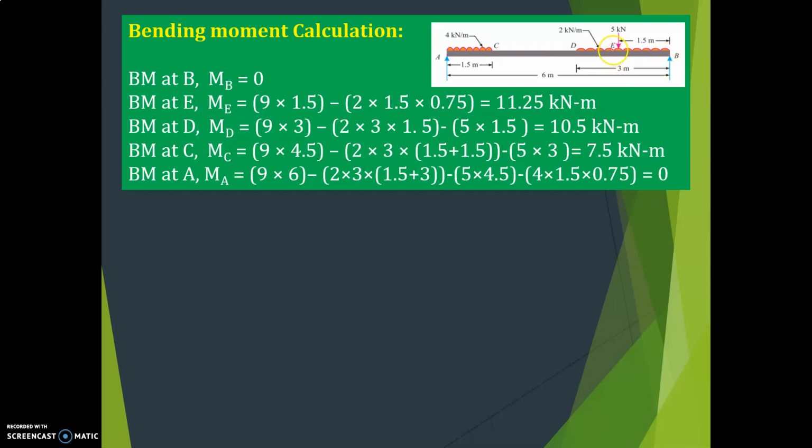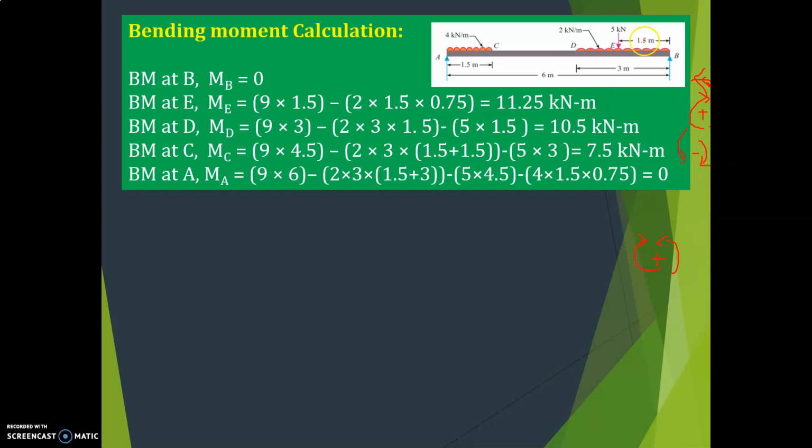Next point is at E, this point. What is that? RB into this distance. The sign convention, all of you know now. This is plus and this is minus, correct? This is plus, like this direction. This is plus, this is minus.